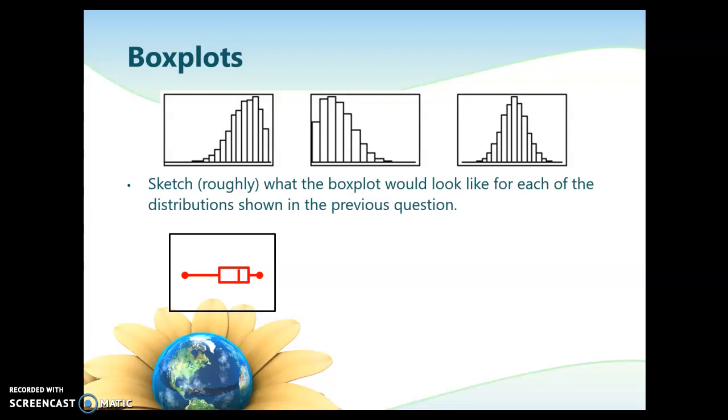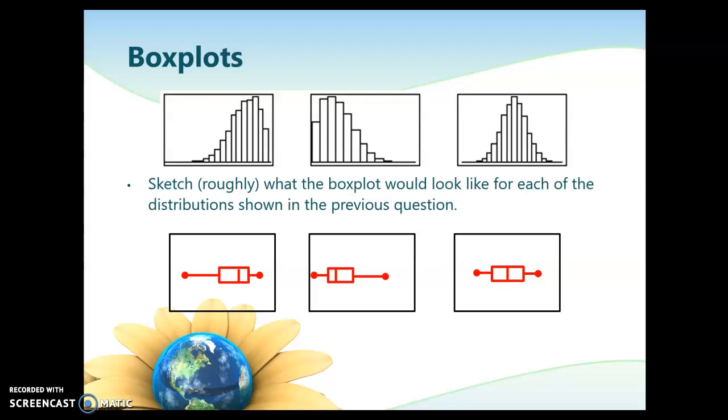Quartile 1 is the middle of the lower half of the data. That's the left side of the box. And quartile 3 is the middle of the upper half of the data. Again, we'll go into much greater depth on these box plots next week. But you can see what the box plots would look like for these particular histograms.